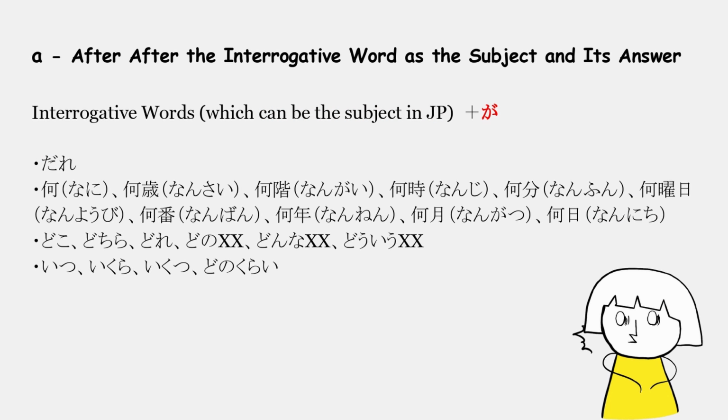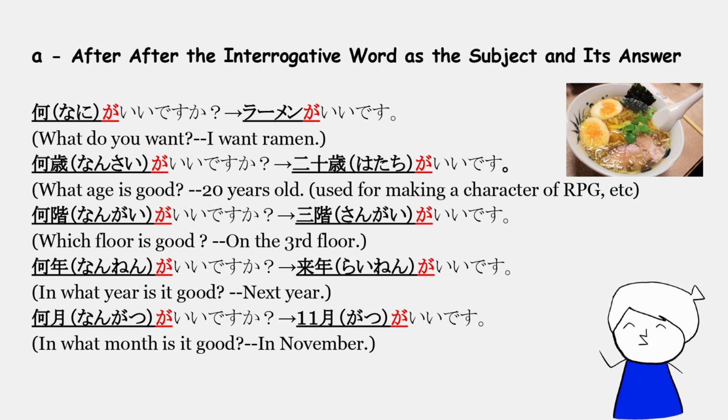And this is a list of the interrogative words which can be the subject. If you have time, pause the video and see it. We're gonna see some examples using these words very soon. So now you see some examples. We need ga after the interrogative word as a subject and its answer. If you want, pause the video and read them a bit.